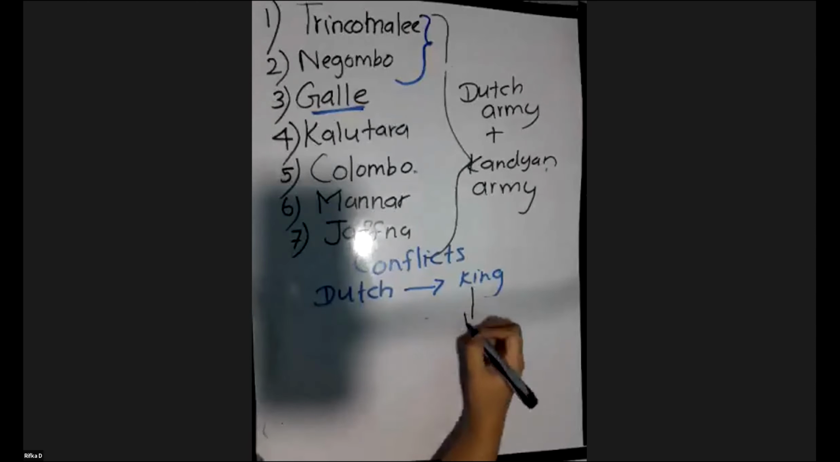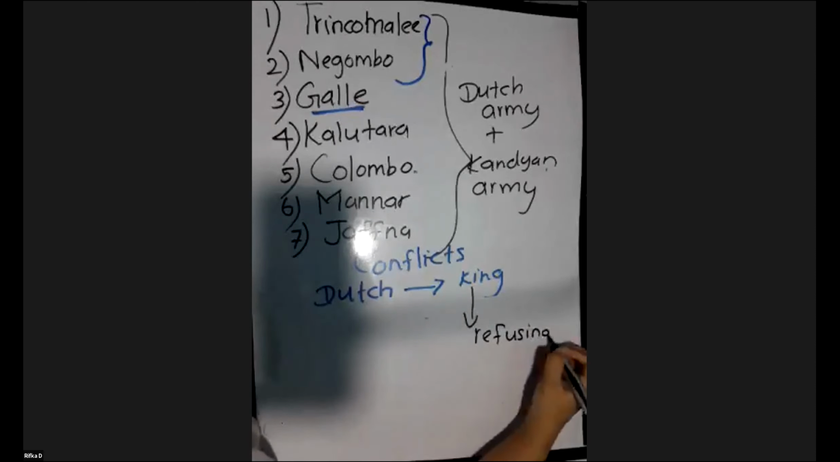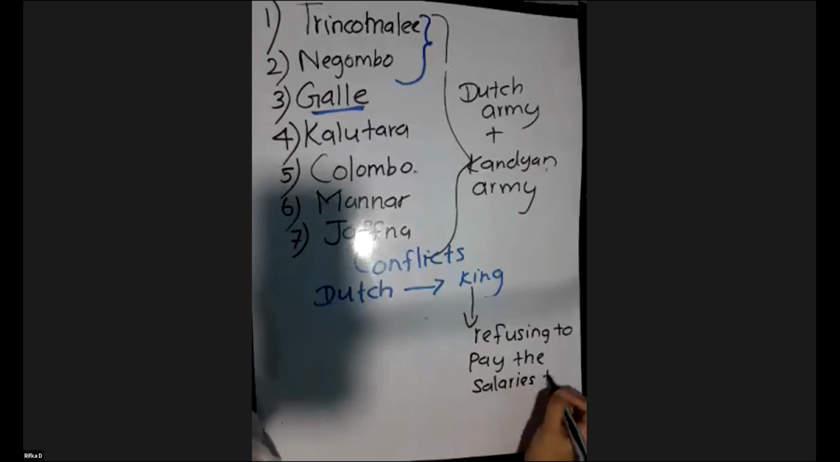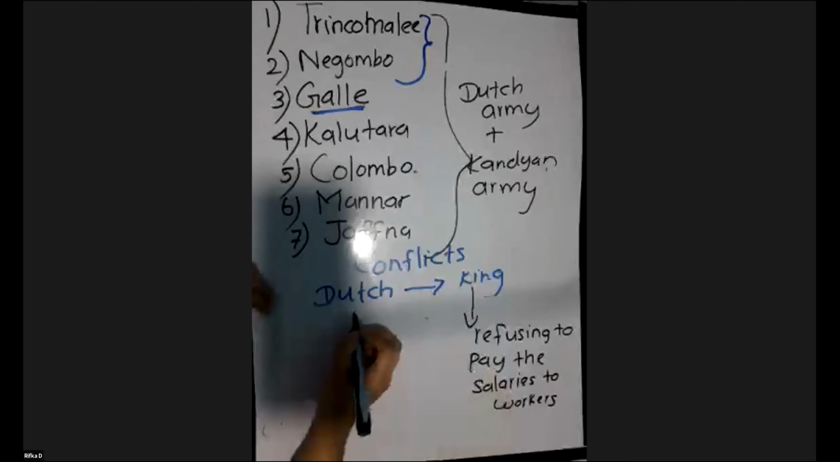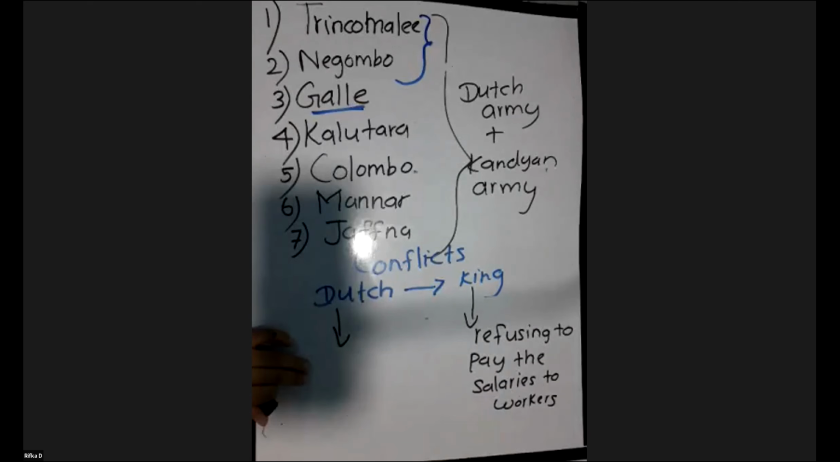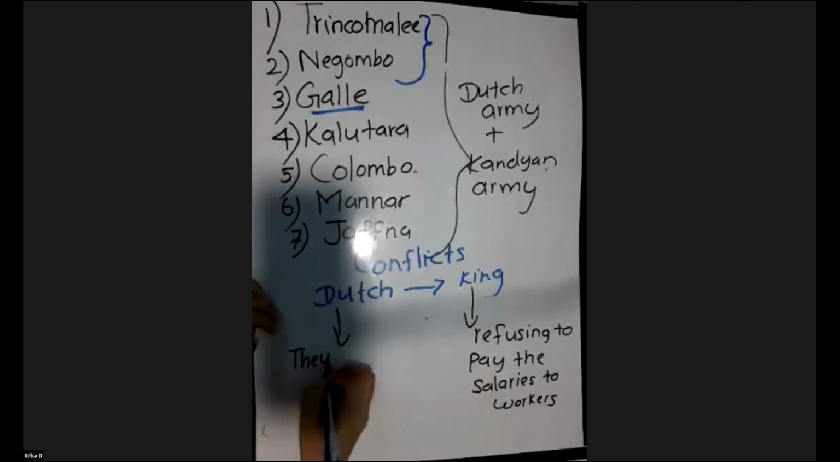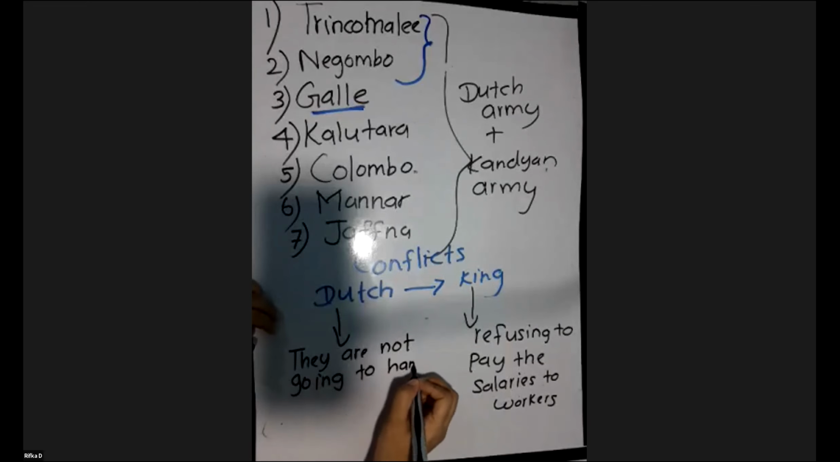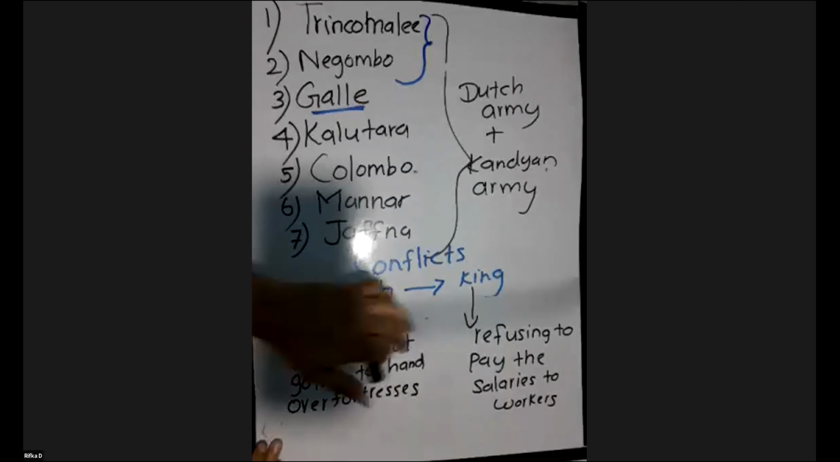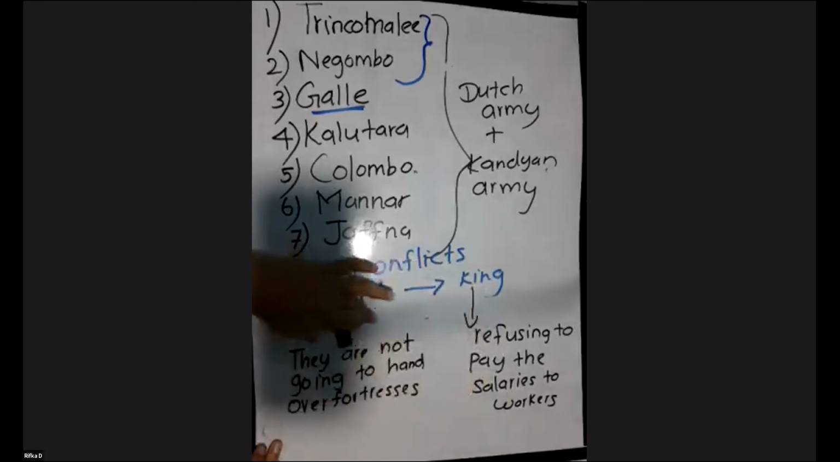So one side, the king is refusing to pay the salaries to the workers of the fortresses. The other side, the Dutch are not going to hand over the fortresses that they have captured from the Portuguese until the king pays the expenses that they have spent on the battles that they have fought. So this controversy that erupted between these two parties gradually intensified.